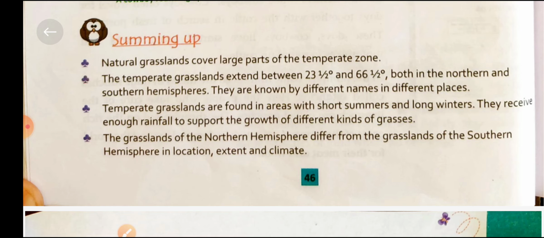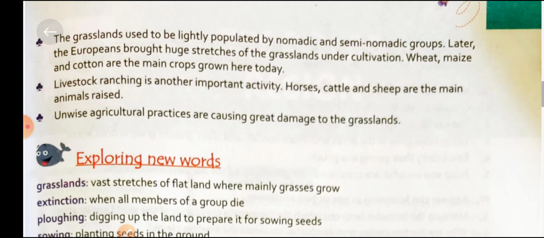The grassland of the northern hemisphere differs from the grassland of the southern hemisphere in location, extent and climate. In the northern hemisphere grassland the winter is very long and the summer is very short, while in the southern hemisphere the summer is long and the winter is very short. So there are differences between northern and southern hemisphere grasslands.